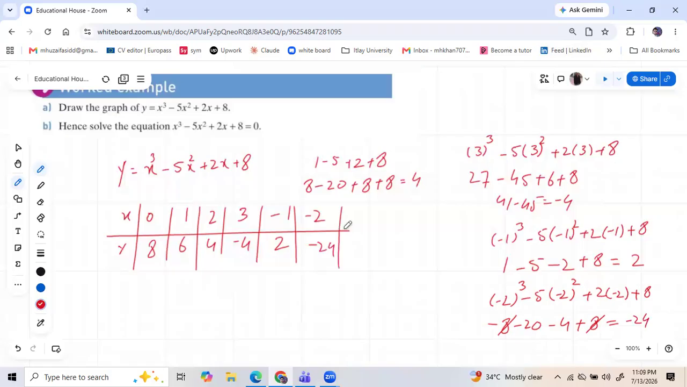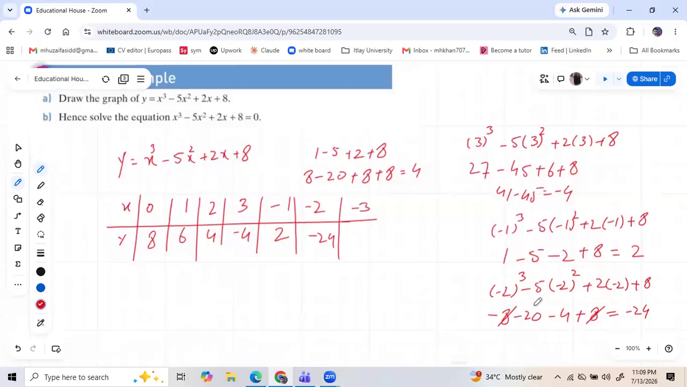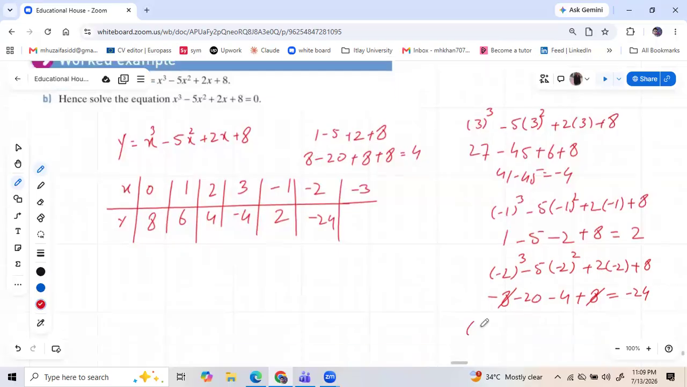And now we are checking from minus 3. So here we are putting our minus 3. This is minus 3 power cube, minus 5 into minus 3 power square, plus 2 into minus 3 plus 8. So this is 3 power 3, this is minus 27. And this is plus 9, and 9 is multiplied by minus 5, this is minus 45. And this is minus 6 plus 8.